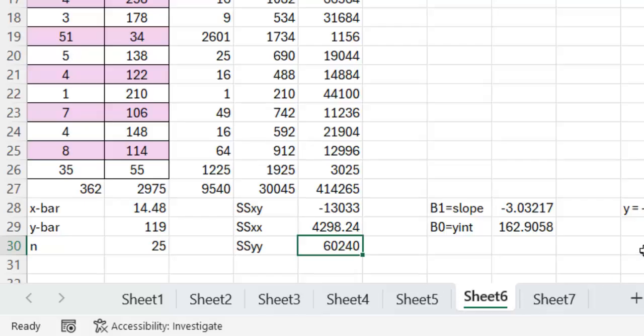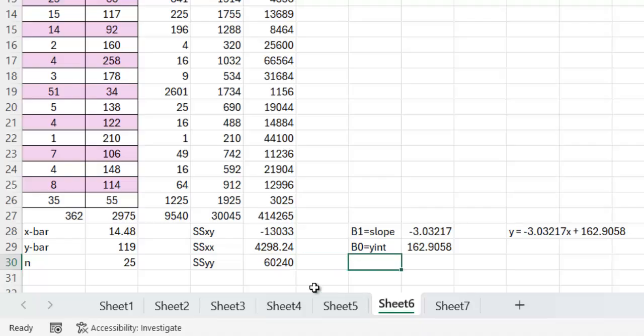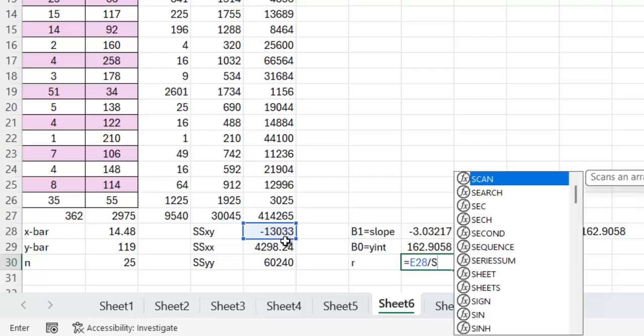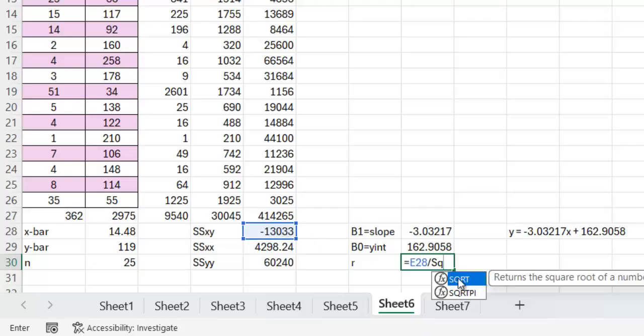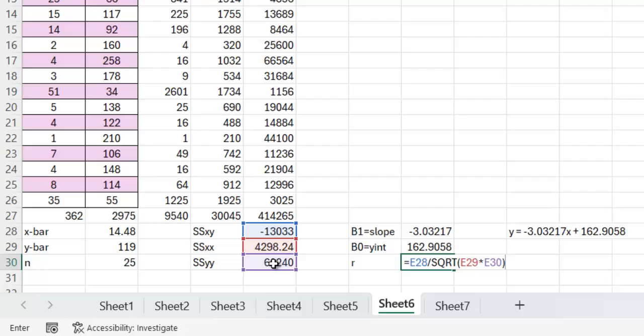To do the r calculation, then, it's really nice and easy. In order to calculate r, I'll put it right here. I'll say r is equal to the mixed term sum of squares, SSXY, divided by the square root. In the formula here, I'll start typing SQ, and right away you'll see square root come out. In this parenthesis I'll put square root of the other two sum of squares multiplied: the sum of squares for the x term times the sum of squares for the y term. I'll close that up, press enter, and there is my r.